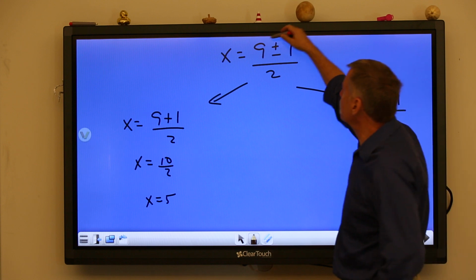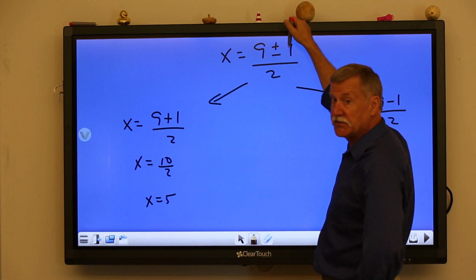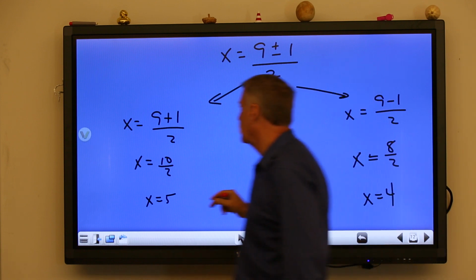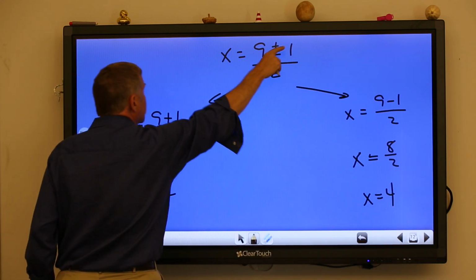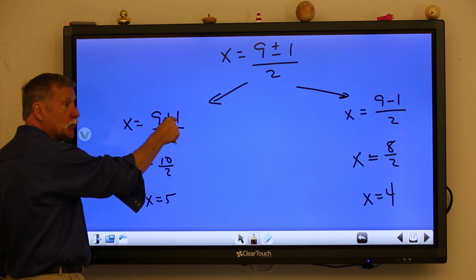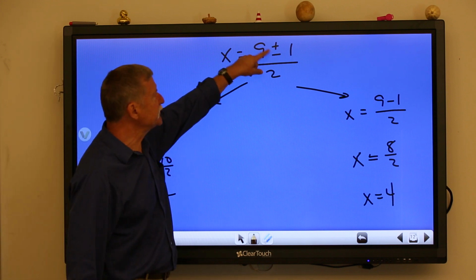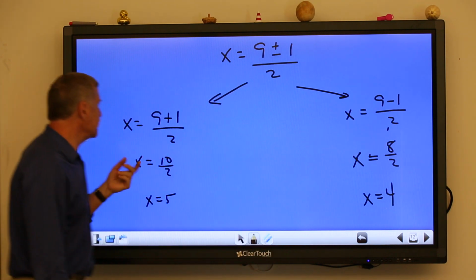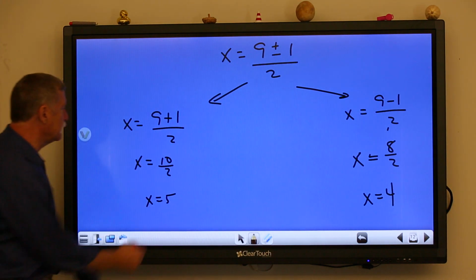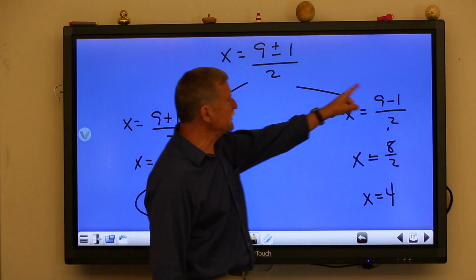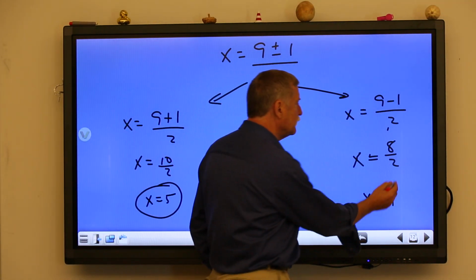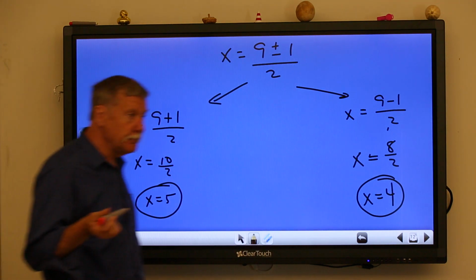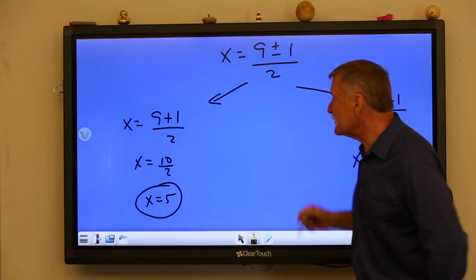All right, so remember that 9 plus or minus 1, which is the square root of 1, over 2 gives us two possible solutions, right? We have 9 plus 1 over 2, and 9 minus 1 over 2. We solve this one and we get 10 over 2, x equals 5. And we solve this one, 8 over 2, x equals 4. And there's our two possible solutions. But again, be careful, they are possible solutions.